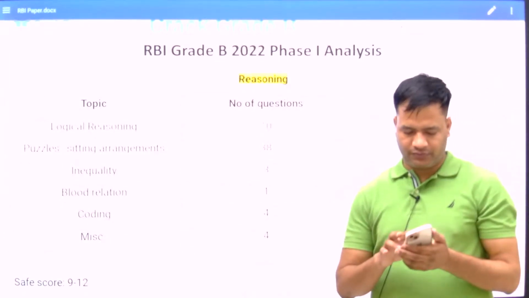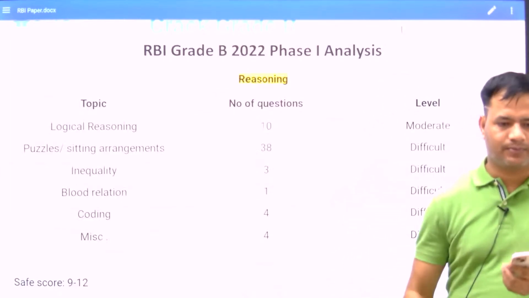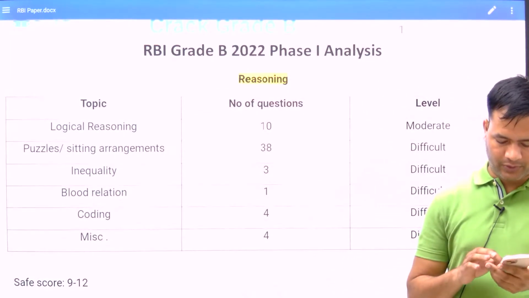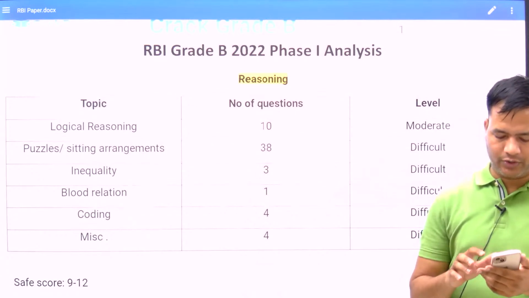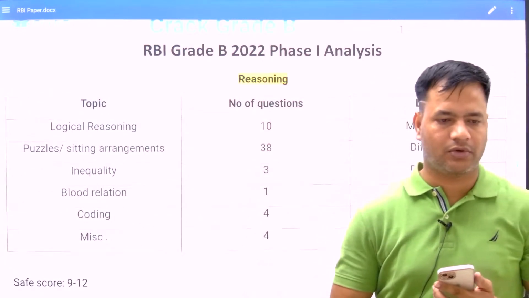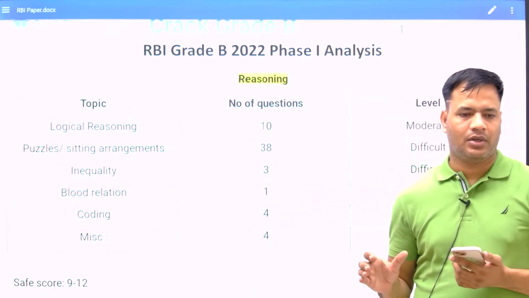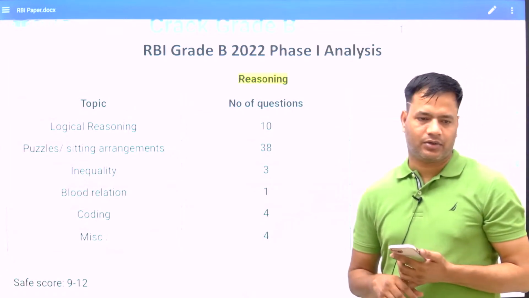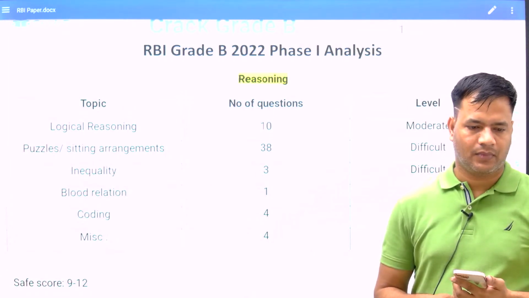Any student who is watching live and who has attempted the paper in shift 2, can you please confirm if you have attempted the coding question? Anyone who has solved this coding question, what was the combination used in that coding question? Anyone?